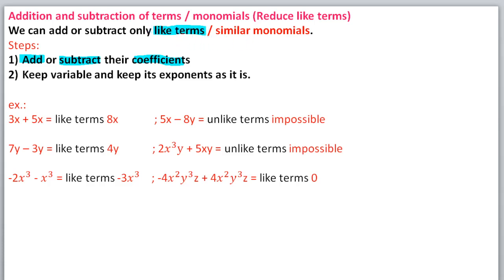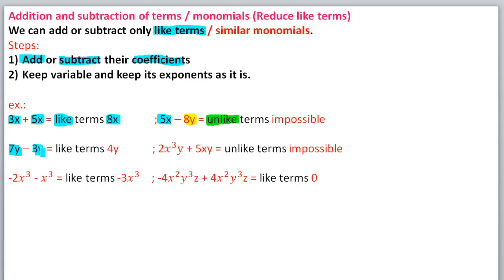To take example here, 3x plus 5x. What's the variable here? X. What's the variable here? Also x. So 3x plus 5x, it is 8x. Okay, 8x. They are like terms. The second one here, 5x minus 8y. Y is a different term. It's an unlike term. So here we have unlike terms. So it's impossible to combine. We keep it as it is, as we said here. We keep it like this. 5x minus 8y. They are unlike terms.